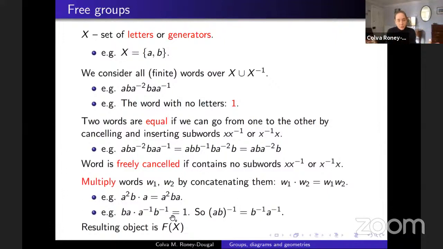So this set of words with this funny equality of being able to add and delete XX inverse pairs, and with multiplication being concatenation, that's a group called F of X, where capital X is the set we're working over, and it's also called the free group on X. So that's our first group. Well, that's infinitely many groups because we can pick infinitely many different sets X.